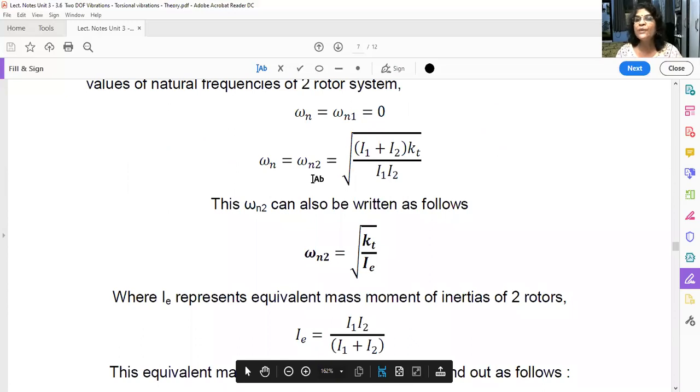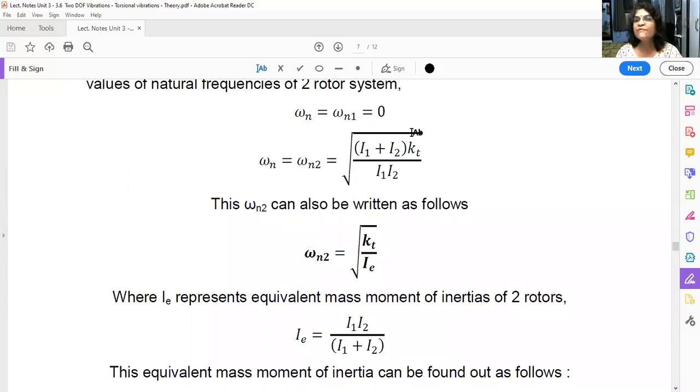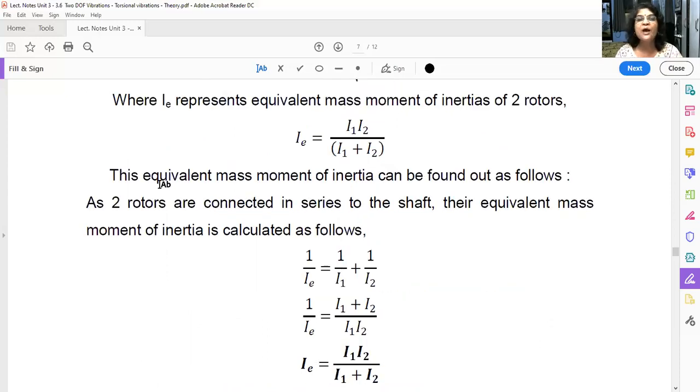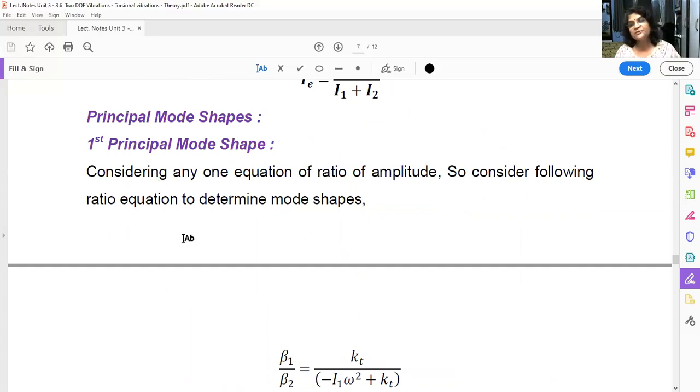Understood? So omega N2 is equal to square root of (I1 plus I2) into KT upon I1 into I2. Okay. Now, principal mode shapes. We have to find out principal mode shapes.